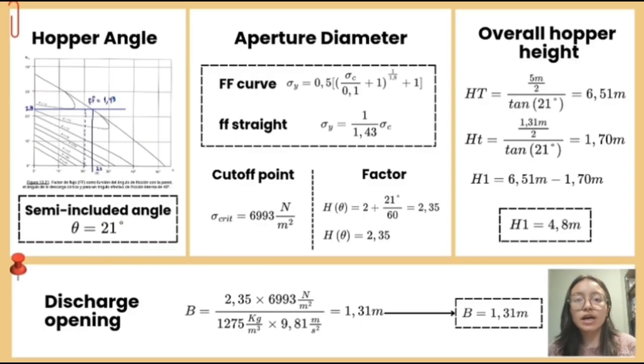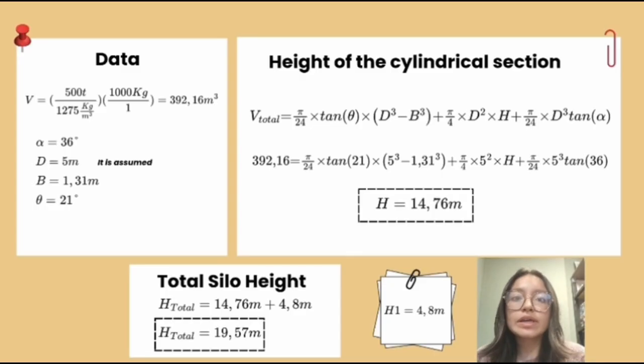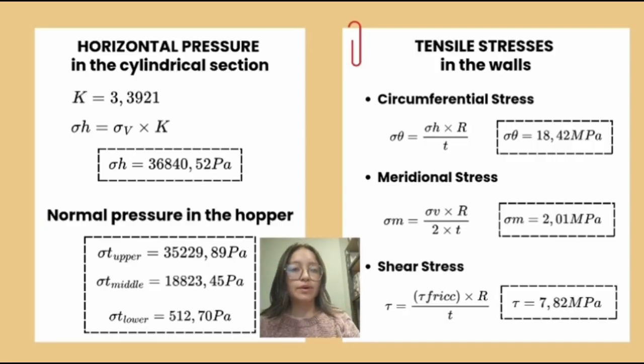When calculating the hopper height, we are assuming a diameter of 5 meters. We use again the same semi-included angle and the previous slide's calculation, replacing the data, and we obtain a value of 4.8 meters. To calculate the height of the cylindrical part, we replace the values in the total volume equation, solving for height. We also convert the 500 tons to volume units. This way we obtain a value of 14.76 meters in height. Now to know the total height, we add the value of the hopper height and the cylindrical part, giving a value of 19.57 meters.